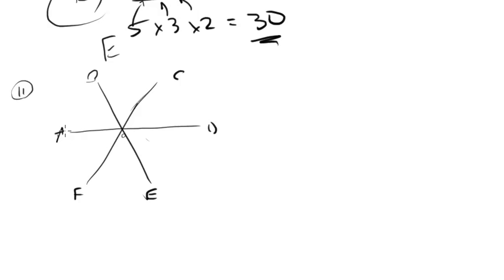In the figure above, ADB and CF intersect at point O. If the measure of AOB is 80, and CF bisects BOD, so that means this guy equals this guy. What is the measure of EOF? EOF. So we want to know this.